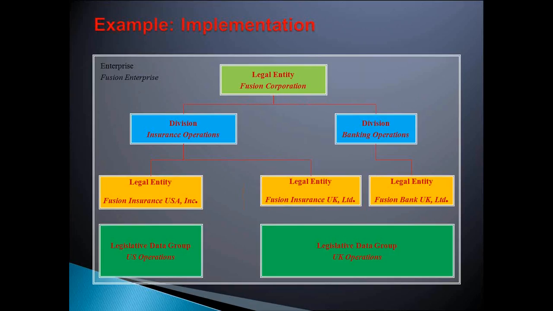Division is more like product specific or line of business specific or region specific. In this example, this particular Fusion Corporation has insurance operations as well as banking operations. So banking is one division, insurance is another division. Insurance can operate in US as well as in UK. Banking can operate in UK. So the insurance operations of US is a legal entity, insurance operations in UK is another legal entity, and banking operations in UK is another legal entity. So a division is not country specific, but your legal entities do the business in those particular countries.